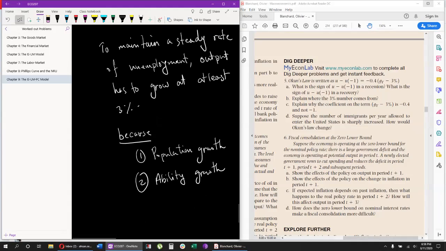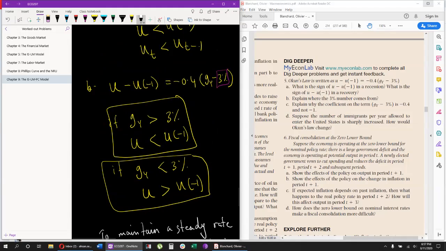Similarly, ability growth: the average skill level in the economy tends to rise. The average worker in 2020 in Bangladesh is more skilled, more educated, more knowledgeable than an average worker in 2010. That also means that the same person can do more job. One person can do more job now than they could previously. And so if there is no growth, that means there is higher unemployment in the economy. So that is what this 3% tells us.